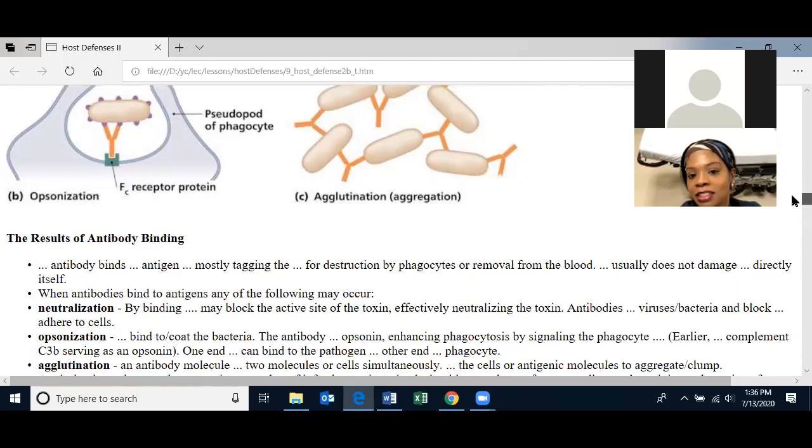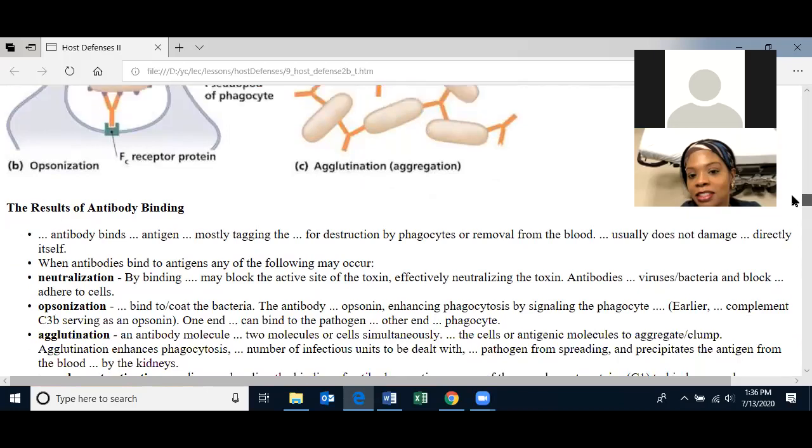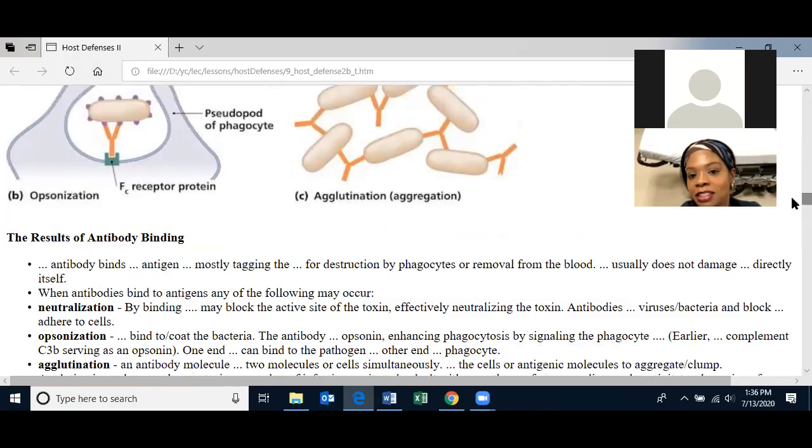And that's what opsonization is. Signaling the phagocyte to come over here, bind to this pathogen, and then phagocytize it. And we did talk about C3b serving as an opsonin. And I think I mentioned that antibodies can also act as an opsonin. Any question about that?